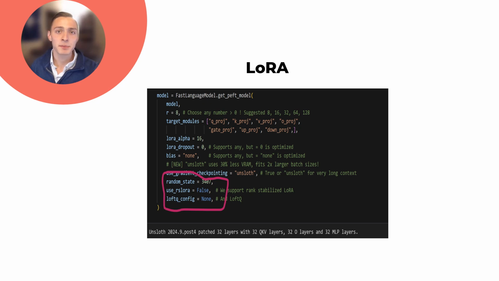In this code example, we see how LoRA is configured for fine-tuning. A key parameter here is R equals 8, which controls the rank of adaptation matrices and influences the model's flexibility during training. It's worth noting that while LoRA offers robust performance, it typically takes longer to train compared to QLoRA due to its more detailed matrix operations.